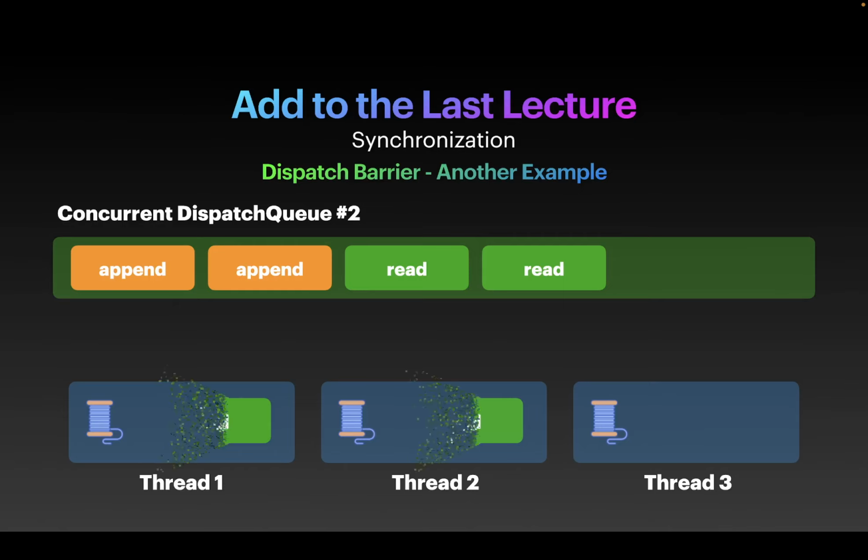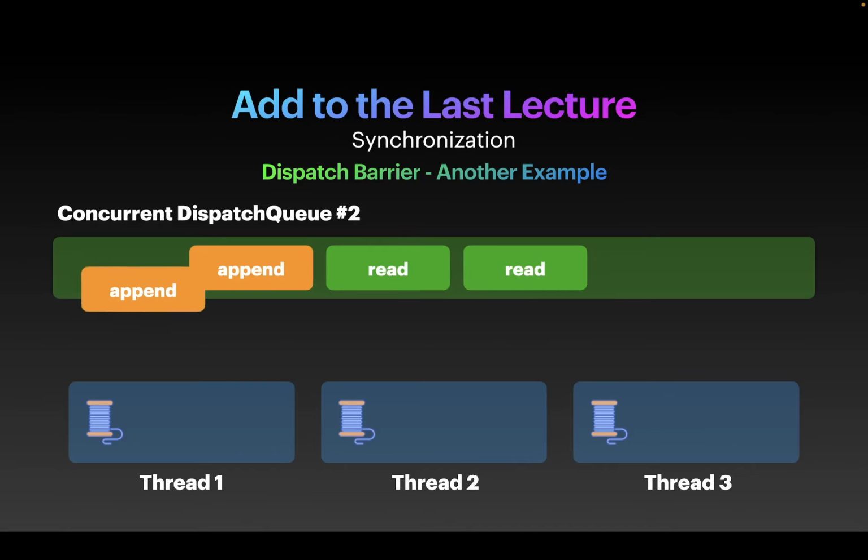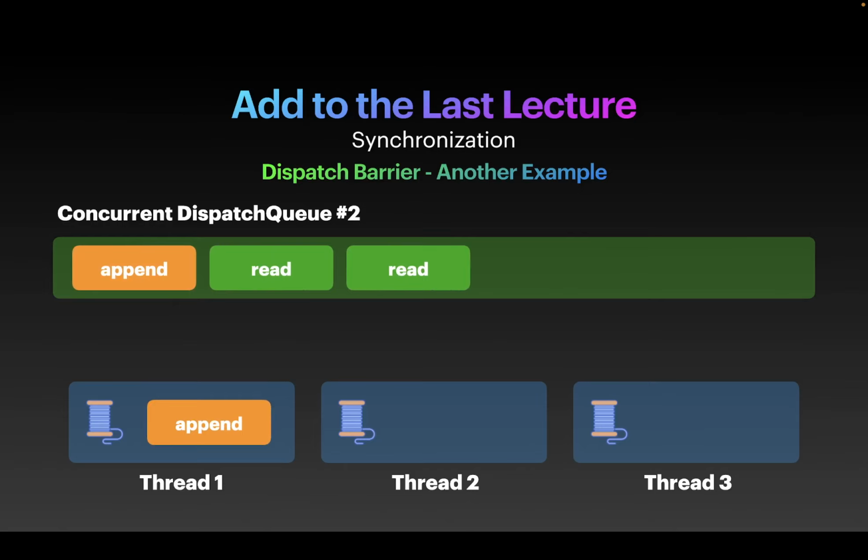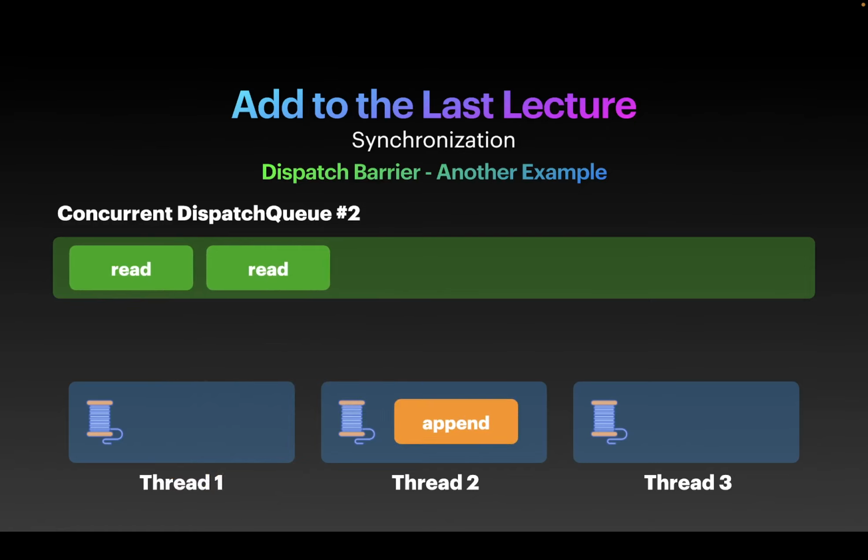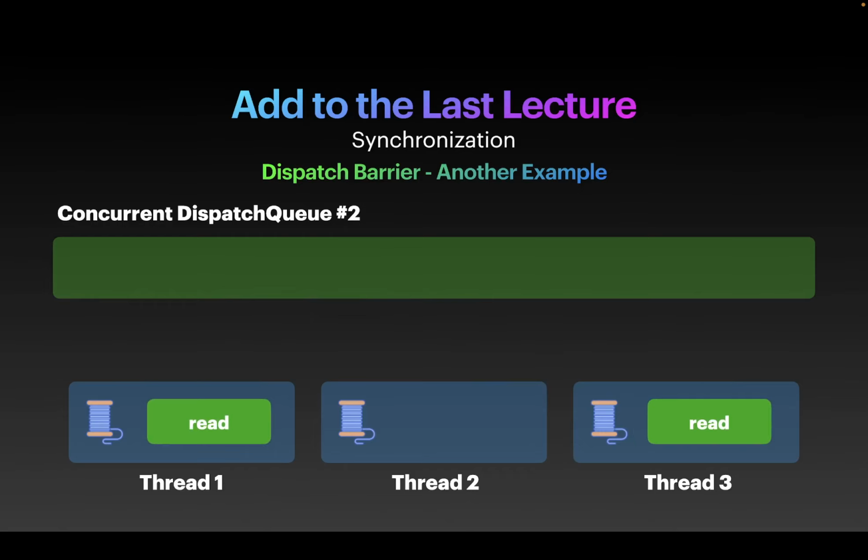Now when these two tasks finished, the concurrent dispatch queue can actually execute the barrier block. But again, the barrier block is going to be executed one by one. So first you dispatch the first append operation, and when it's finished, you schedule the second one. And when all these barrier blocks are finished, it resumes to the normal behavior, which is to schedule things concurrently. Is that clear so far?